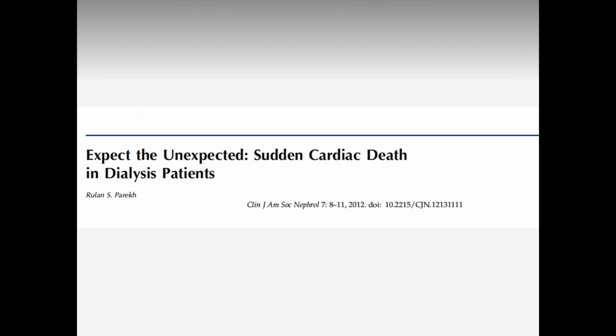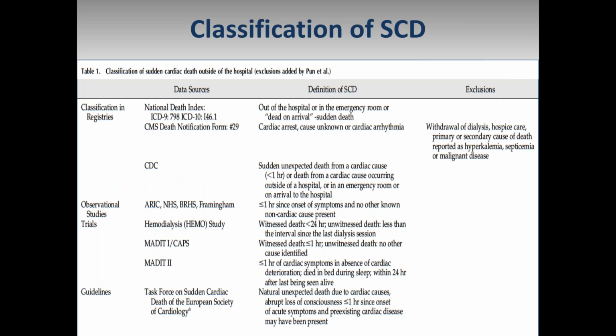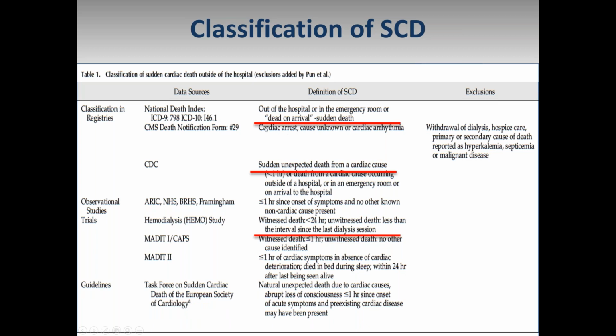When you take a look at how you define sudden cardiac death, you need to be prepared to expect the unexpected. In fact, you will often hear about dialysis patients dying at home, and that's really the sudden cardiac event that has occurred. So when we define sudden cardiac death in the different types of studies, there's registry data that looks at out-of-hospital death. This is your dead on arrival to an emergency room. You can have a cardiac arrest, again, outside of the dialysis unit.